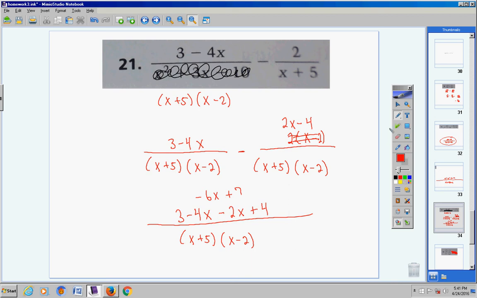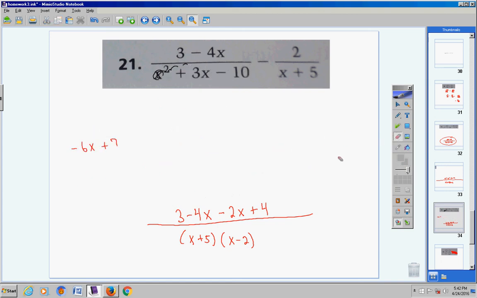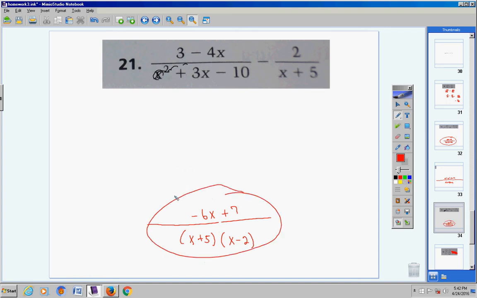Now, let me get this out of the way here and erase some of this. And there we go. There's no factoring you can do. There's no canceling you can do. That is the answer. Okay, moving on to number 25.